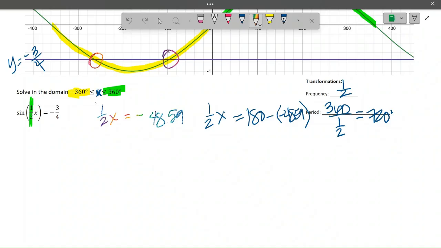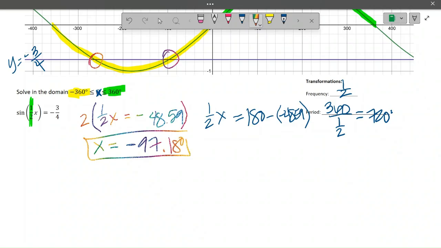And when I have a fraction multiplied by a variable, I always multiply by the reciprocal because I don't like dividing by fractions. Personal choice, you do you. If you want to divide by a fraction, go for it. Get the same answer if you do it right. So when I do that, I get negative 97.18 degrees. That would be this point in our solution right here.